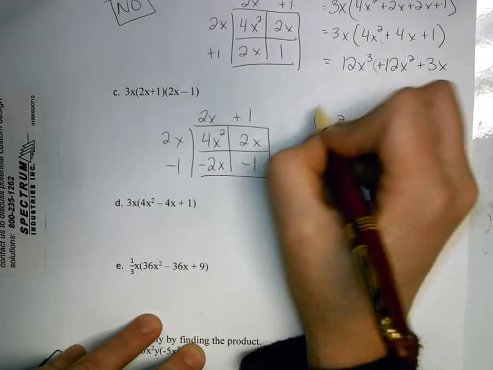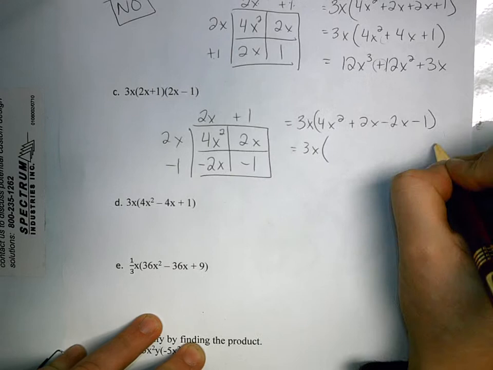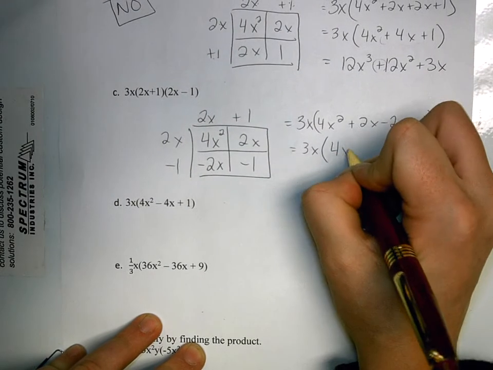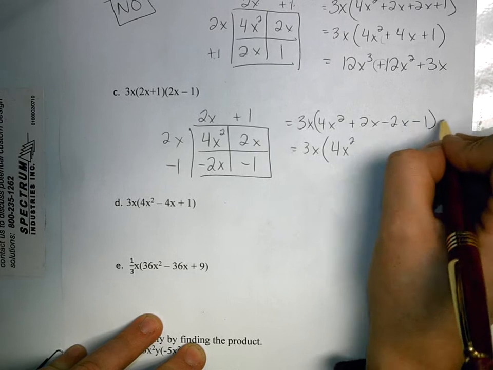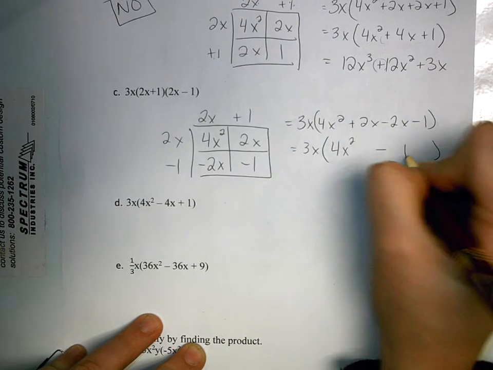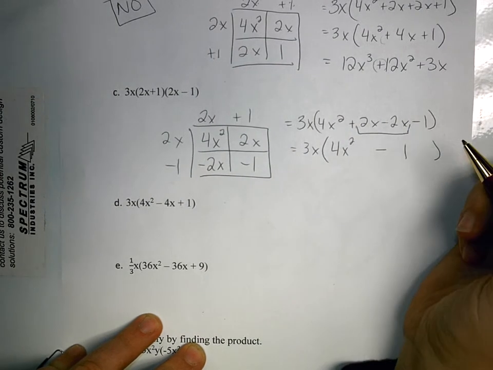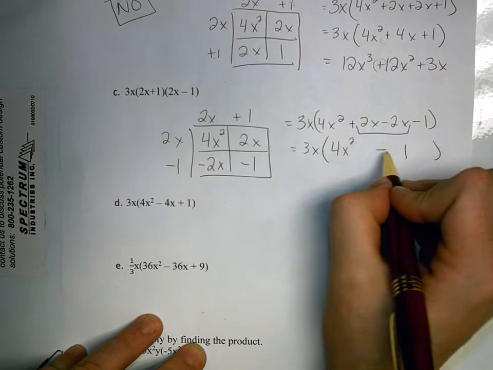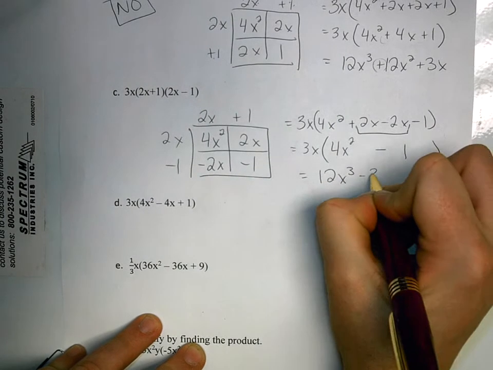And don't forget you have that term out in front, that 3x. I'm going to simplify inside by combining like terms. 2x minus 2x equals 0, so I do not have to write it. So this is just 4x squared minus 1. I wrote that kind of weird because I want you to see that that equals 0. So I only have to distribute to these two terms, so that gives me 12x cubed minus 3x.